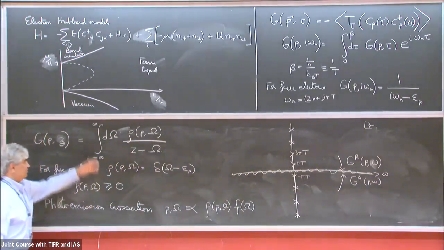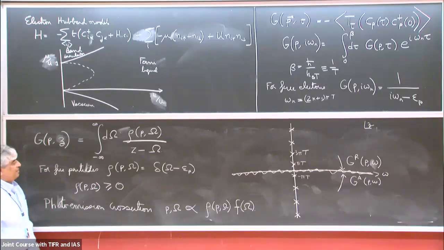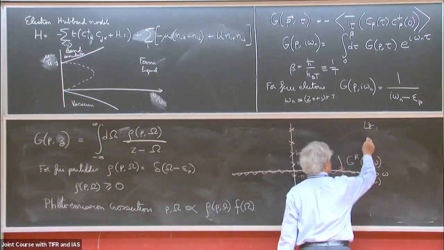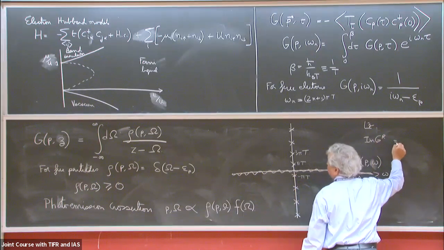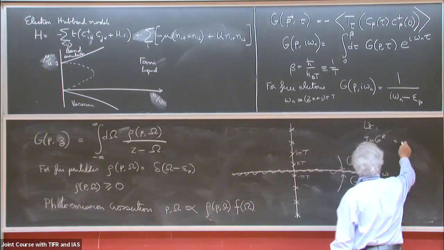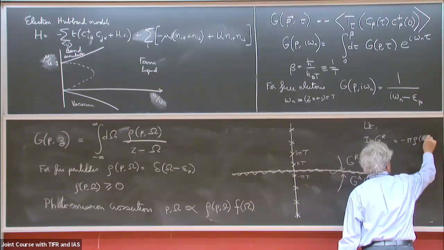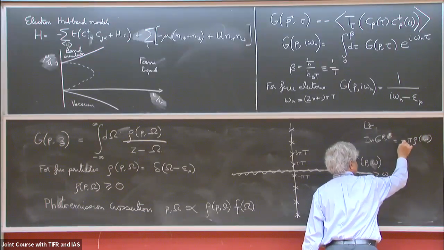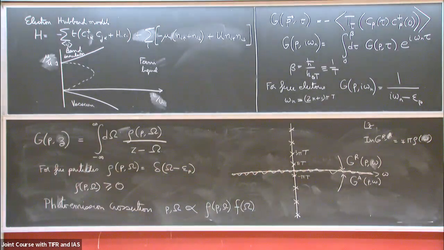And then you can see from just this representation that there's a discontinuity in the imaginary part, which is just rho. So say that the imaginary part of GR is equal to, let's see, minus pi rho omega. And if you take the advanced Green's function, it's a plus. The discontinuity on the real axis is 2 pi times the spectral density.